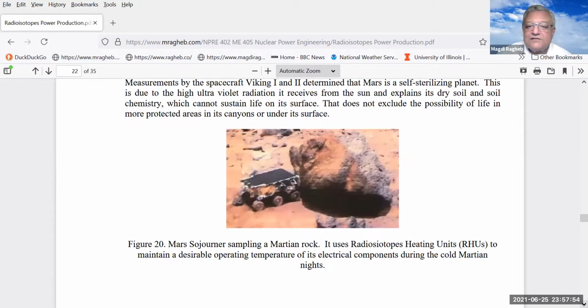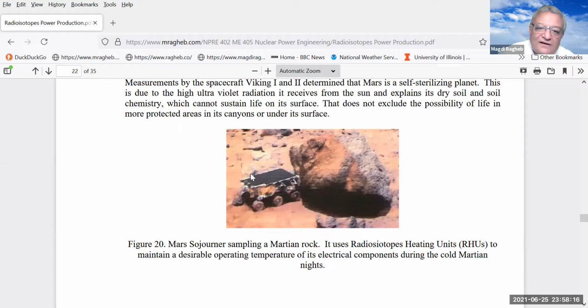Initially, as I suggested, the probes to Mars. This is the largest part of the space program now, determining whether there is some form of life on Mars, maybe there is one. This is really the Sojourner. And it was sampling a Martian rock here.